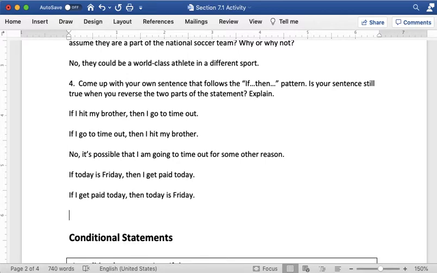So this one I'm going to say, yes, this is true, assuming you only get paid on Fridays. And depending on your pay schedule, you could maybe do it a different way. Like maybe I say, if today is the first of the month, then I get paid today. If I get paid today, then it is the first of the month. So if you're only ever getting paid on the first of the month, then that could be true in both directions as well. So it really depends on context. Sometimes things can be reversed and they're true in both directions, and sometimes they can't. So I would encourage you to come up with your own sentences and then think about whether they are still true if you reverse the two parts of the statement.